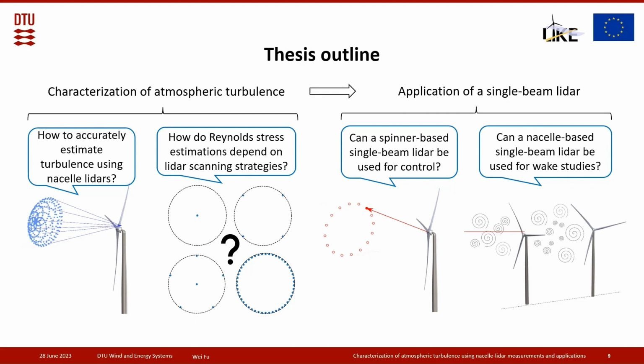The first application we study here is wind turbine control. And here we have the idea to put the single beam LiDAR in the spinner so that it can rotate with the turbine during operation and scan the inflow in a circular pattern, which gives us much more information of the inflow compared to just a single beam LiDAR on the nacelle.